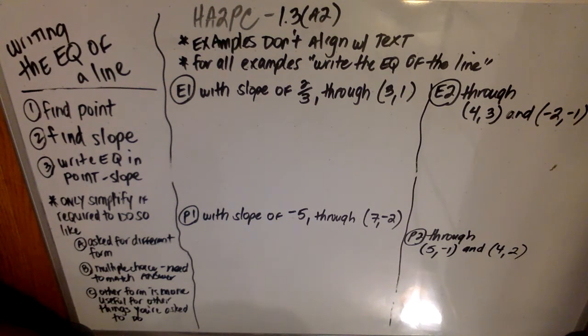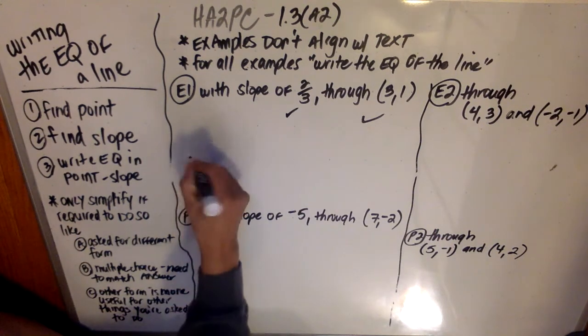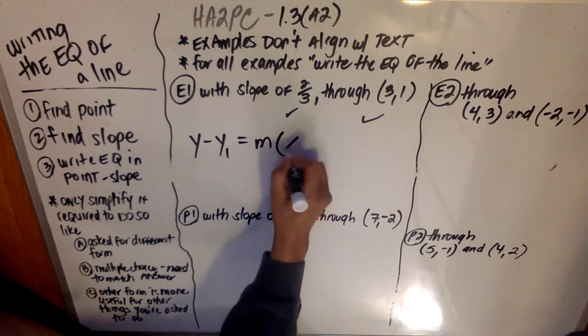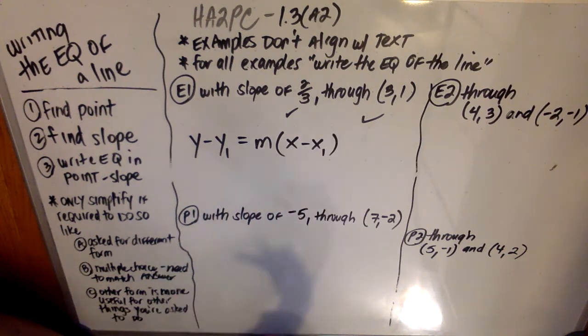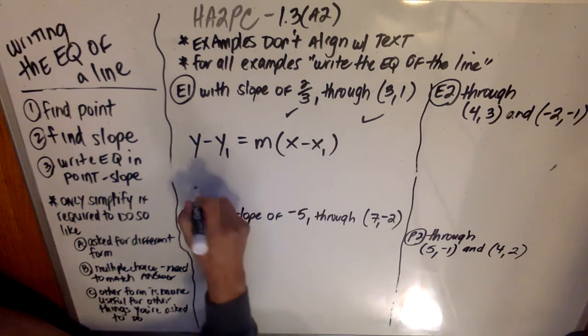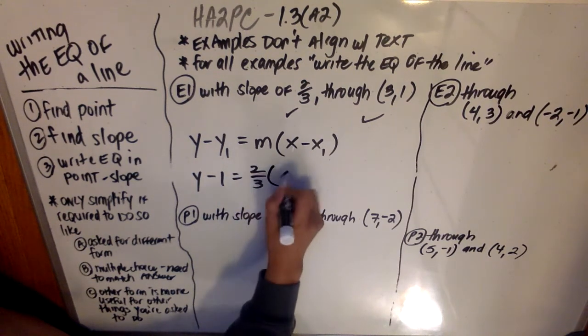In example 1, I want you to write the equation of a line with a slope of 2/3 and through the point 3, 1. So if we go over to these steps that I've listed here, step 1 is find the point. Check, I did it, it's 3, 1. Step 2, find the slope. Check, I did it, it's 2/3. Step 3, write the answer. So remember that point slope is y minus y1 equals m, and then in parentheses x minus x1. So what I say in my head every time I've done this for literal decades is y minus the y value equals m, quantity x minus the x value. So this answer is going to look like this. y minus 1 equals 2/3, and then in parentheses x minus 3.